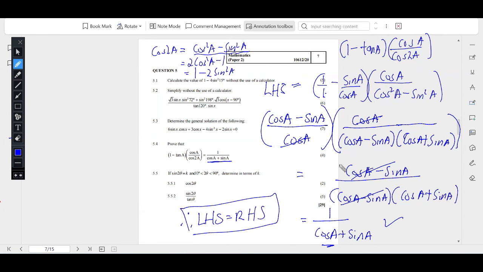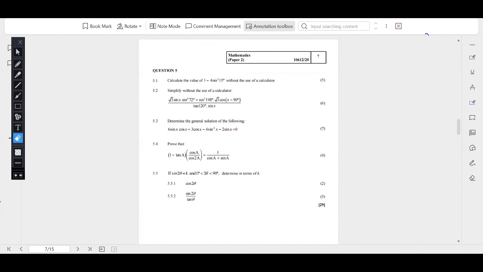Cake. It's just a small piece of cake. Then 5.5 says if sine 2 theta is equal to k and 2 theta is between 0 degrees and 90 degrees, determine in terms of k, cos 2 theta. So we always know how to deal with this one.